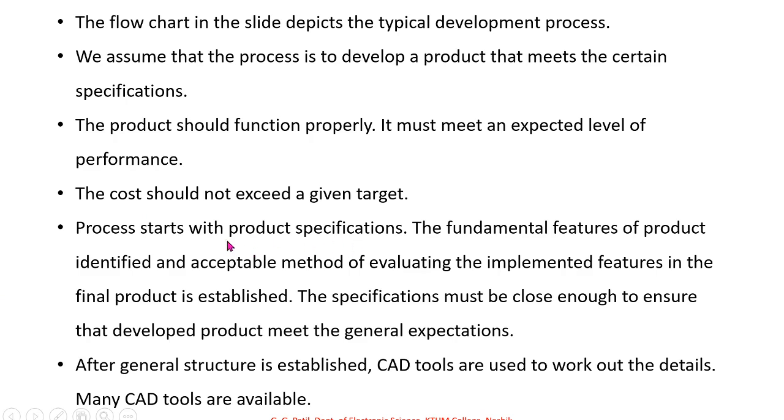The process starts with the product specifications. Fundamental features of the product are identified and an acceptable method of evaluating the implemented features in the final product is established. The specifications must be close enough to ensure that the developed product meets the general expectations. After a general structure is established, CAD tools are used to work out the details.